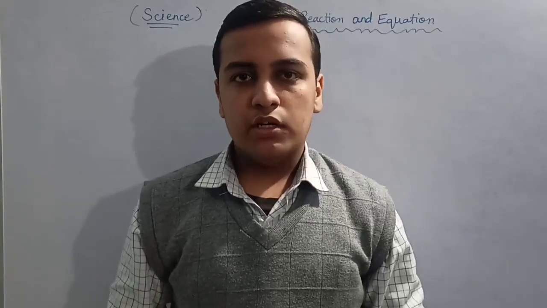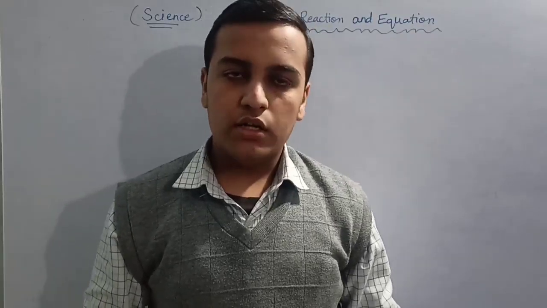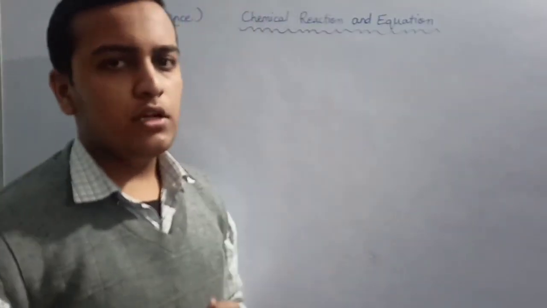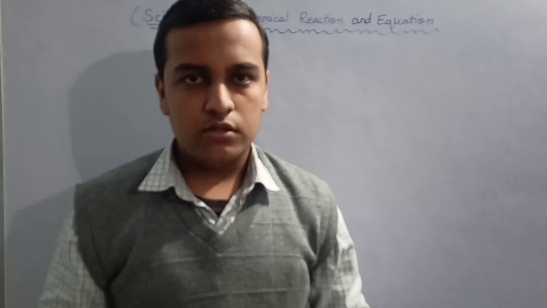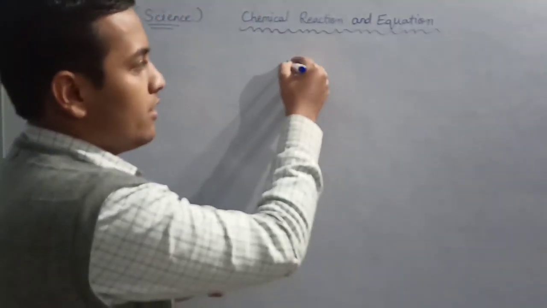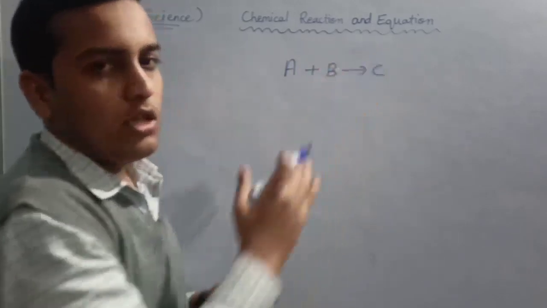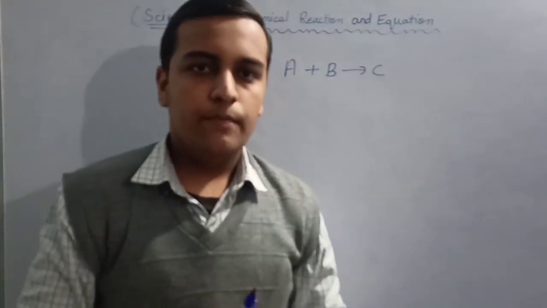So first I picked up the subject science. In science, we start with chapter number 1, that is chemical reaction and equation. In this chapter, we have to understand what a chemical reaction is. A chemical reaction is basically a process in which a substance mixes with another substance to form a new compound. For example, if I take substance A and mix it with B so that I obtain compound C, the whole process is known as a chemical reaction.